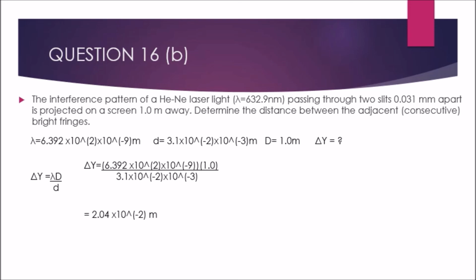The question asks us to find delta y, which is the distance between adjacent consecutive bright fringes. We can find delta y using this formula: delta y equal to lambda multiply capital letter D divided by small letter d. Before we substitute the value in the formula, we should convert the values into SI unit. After substituting the values, the final answer is 2.04 multiply 10 to the power of negative 2 meter.